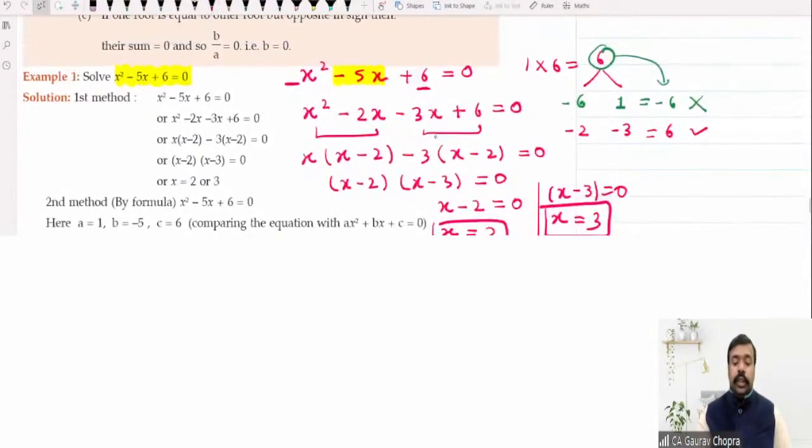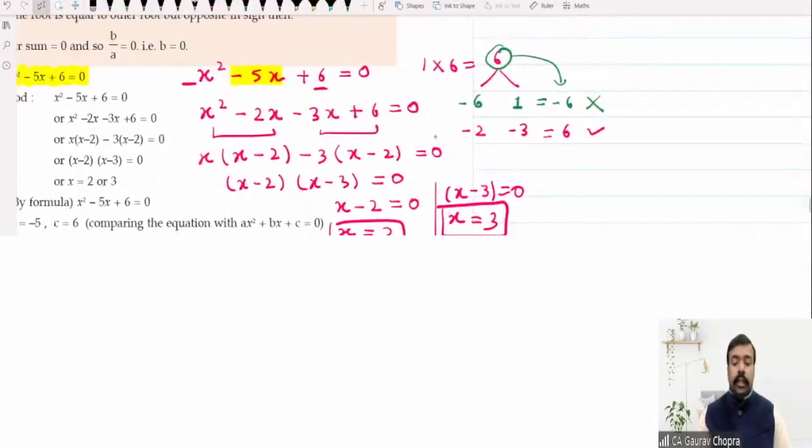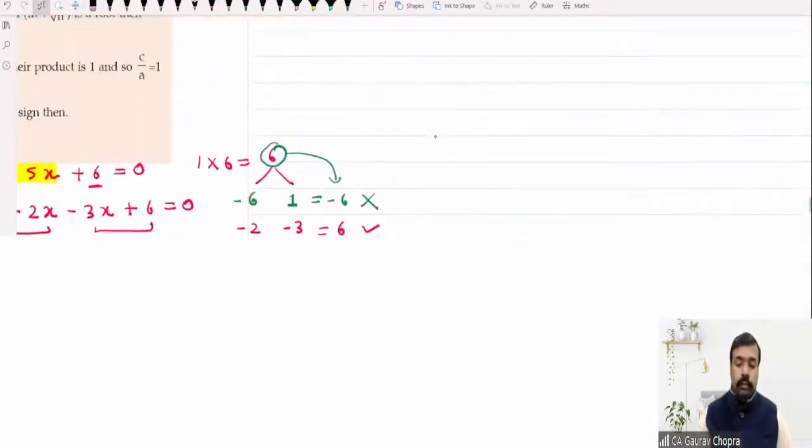But if we do this by Sridhar Acharya method, let's see what happens.